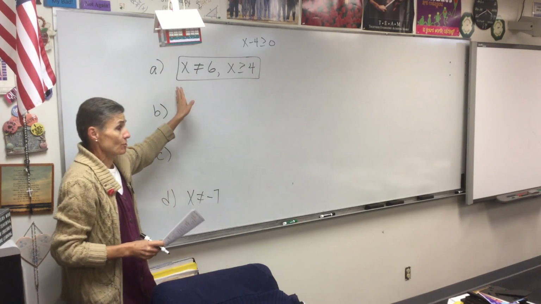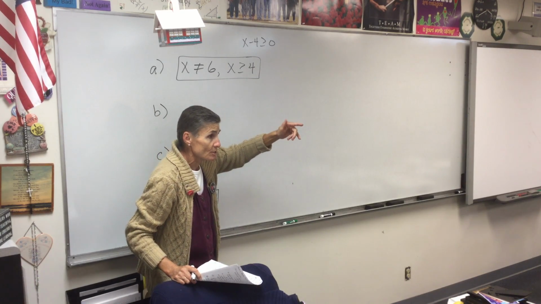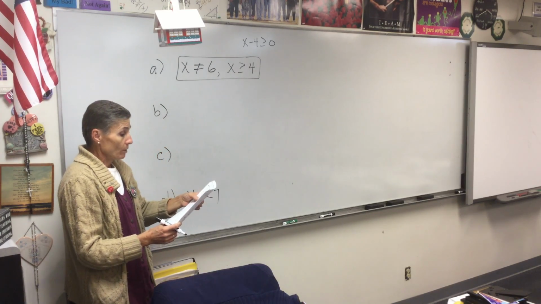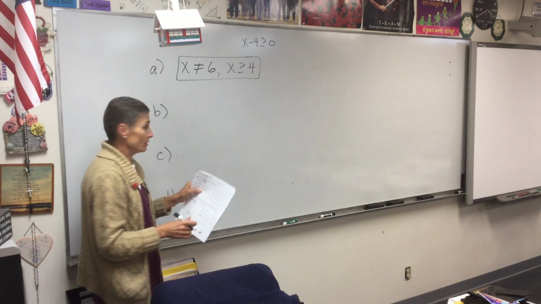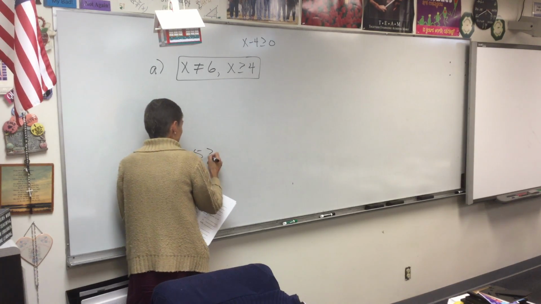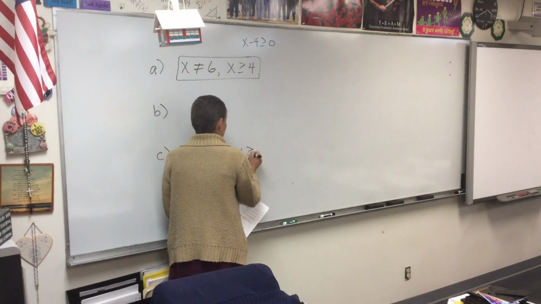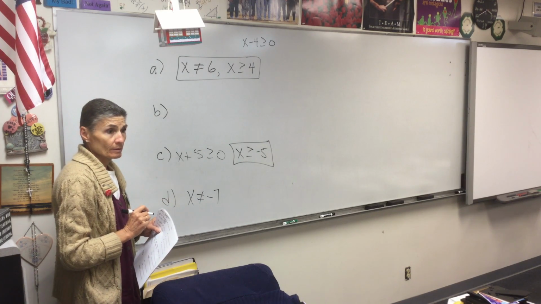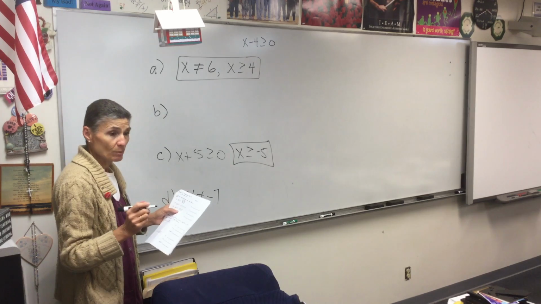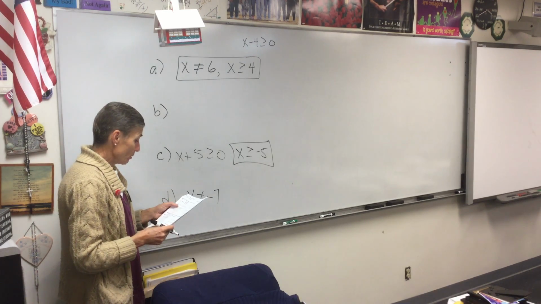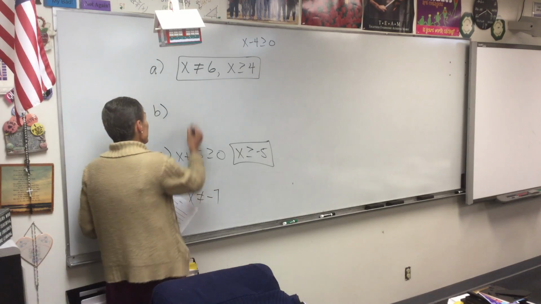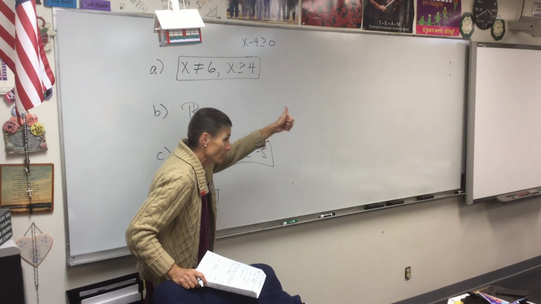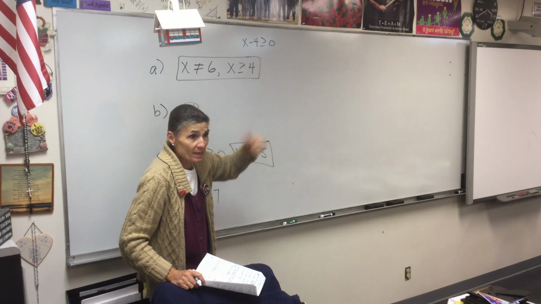A has 2 answers. Why does A have 2 answers? Because it has a radical and a denominator. Now, C has a radical. So X plus 5 has to be greater than or equal to 0. So X has to be bigger than or equal to -5. Is everybody with me? Now, what about G? It's all real numbers. Why is it all real numbers? Because it doesn't have a radical and it doesn't have a denominator.